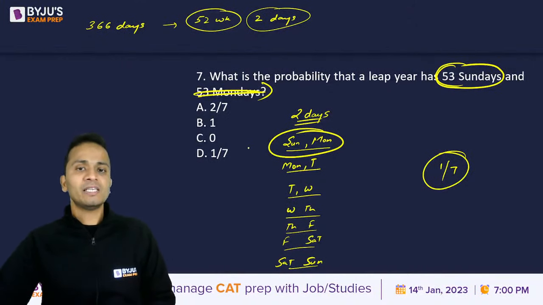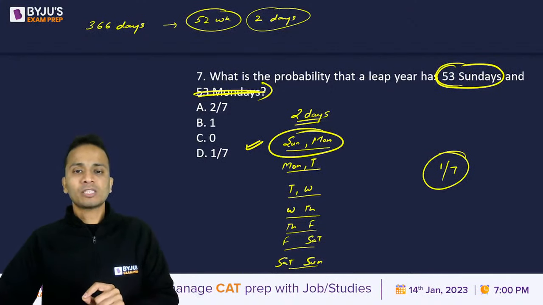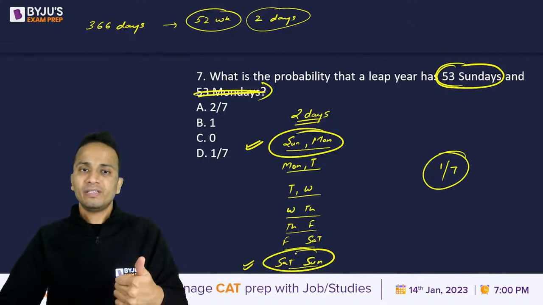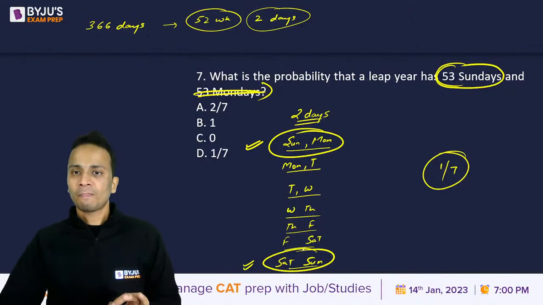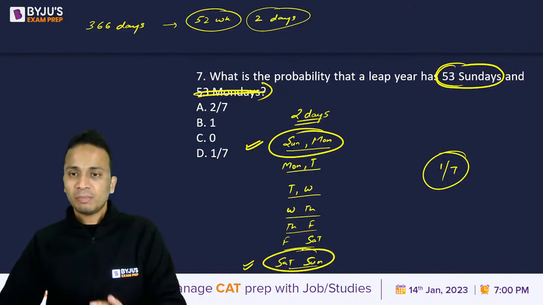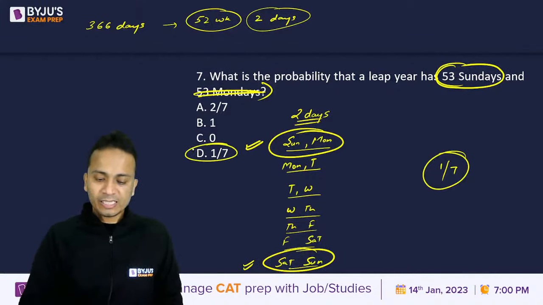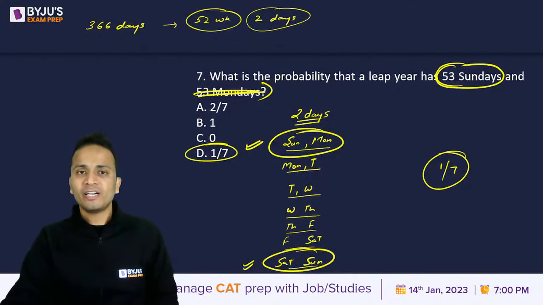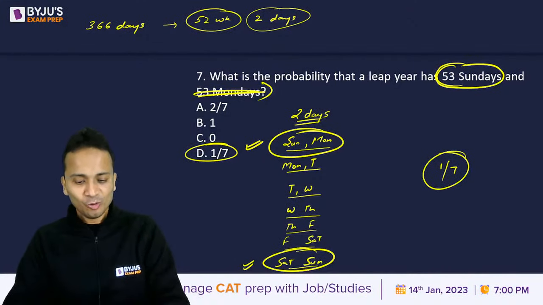So favorable cases in that case will be Sunday, Monday, or else Saturday, Sunday. So there will be two favorable cases out of seven. In that case, the answer would have been 2 by 7. But for our question, it is 1 by 7. Okay? So in this case, the correct answer is option D. I hope all of you have understood why the answer is 1 by 7 and not 2 by 7. I hope you all have understood. Okay? Chalo, let's move ahead.